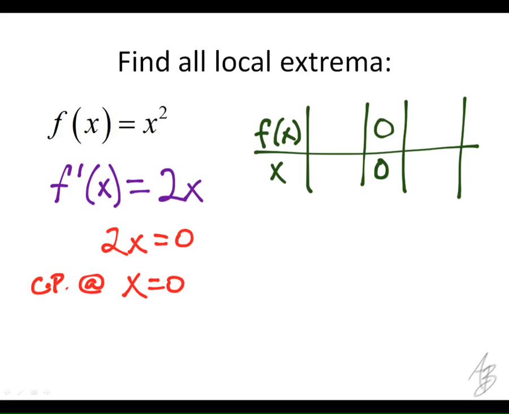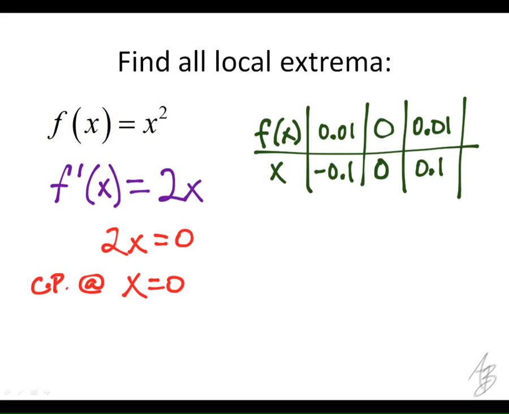So when we put 0 in for x, what are we going to get for f of x? 0. Let's say we put in a number a little bit bigger than x, say 0.1. What do we get for f of x? 0.01. And if we put in a number a little bit less than x, a little bit to the left, negative 0.1, what do we get? 0.01 again, right? So we can see here that the values to the left and to the right are going to be bigger than 0.